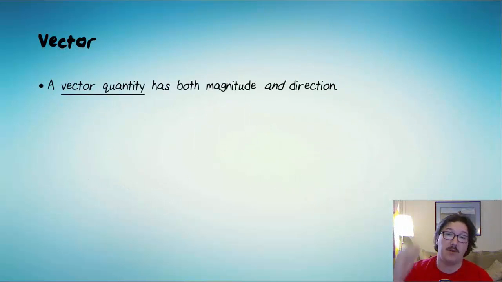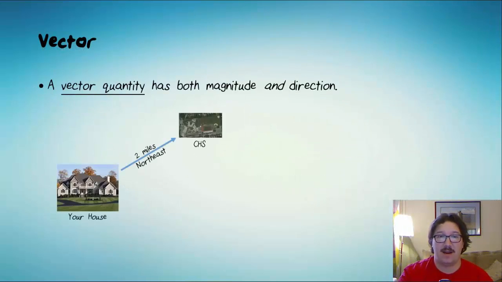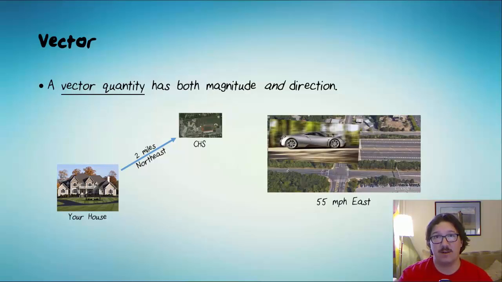A vector is a quantity that has both magnitude and direction. And I hope that you can see in these 2 examples how important the direction information is.